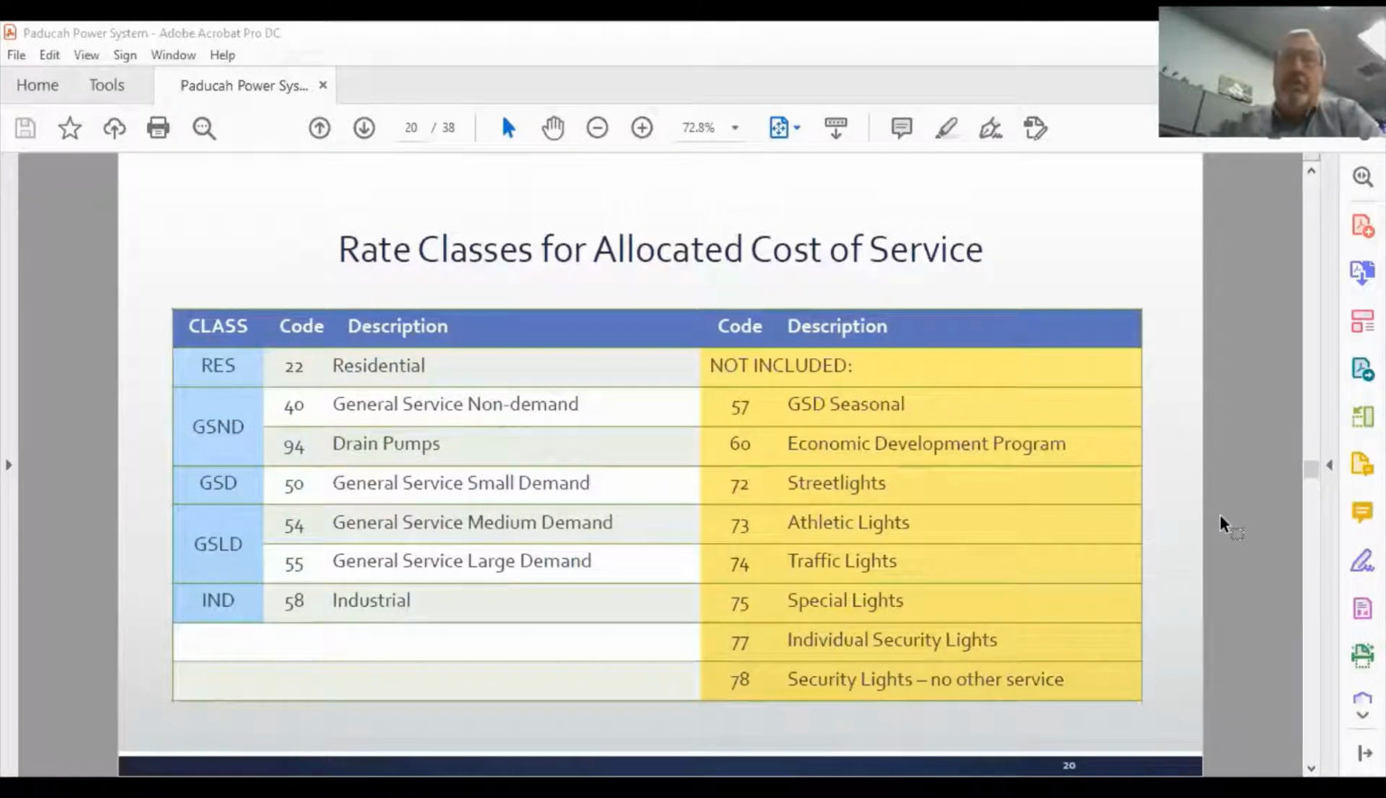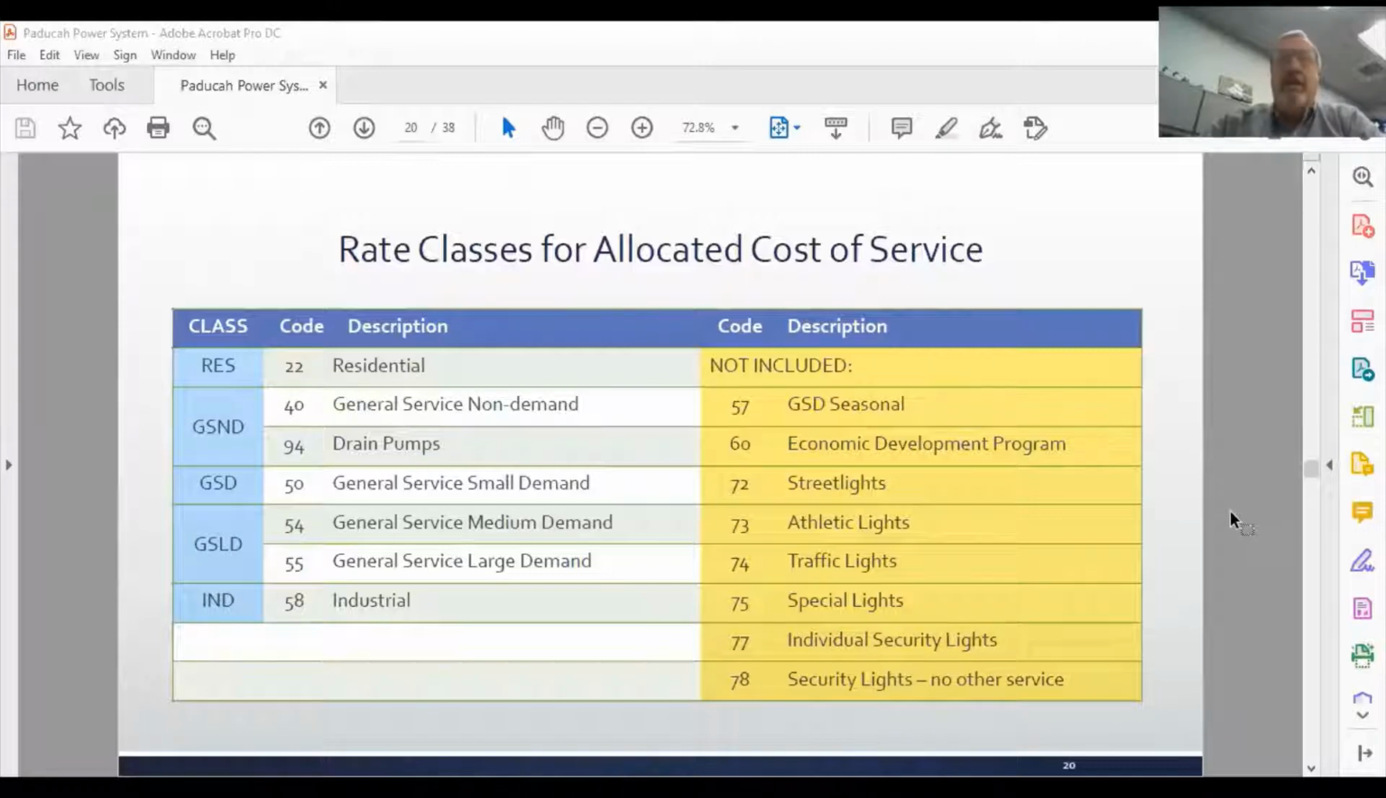For purposes of the allocated cost of service, we will deal with rate classes, and those are highlighted in blue. There's residential, there's general service non-demand, general service demand, and so non-demand, that's your customer charge and energy charge. General service demand means that the rate has a customer charge, energy charge, and a demand charge. And we have separated general service demand into a small and a large class. And we also have an industrial class, which has demand charge. And we treat them separately for the fact that they are industrial.